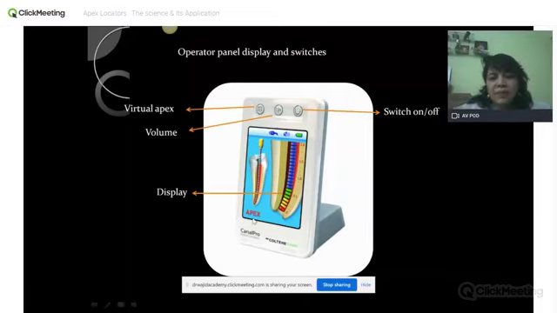So here you can see the basic parts of the Apex locator. Just a moment. Hello. Hello. Yeah, I couldn't play the video, so I called you.